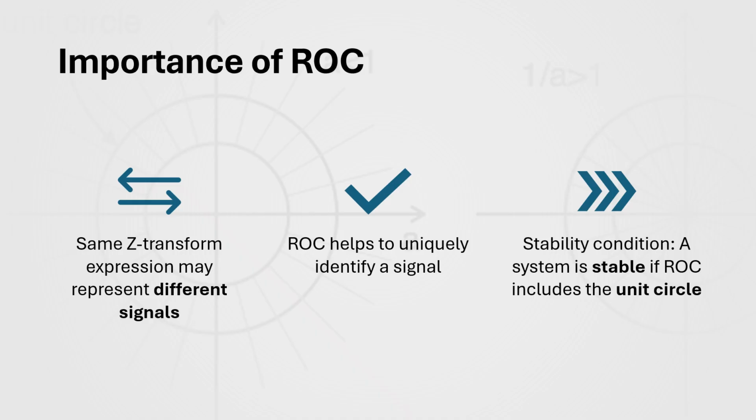A system is said to be stable if the unit circle, meaning modulus of Z equal 1, lies inside the ROC. Thirdly, ROC also helps us determine the causality of a system. From ROC, we can decide whether a signal or system is right-sided, left-sided or two-sided. So ROC is not just a mathematical concept, it has a practical importance in signal processing and system analysis.